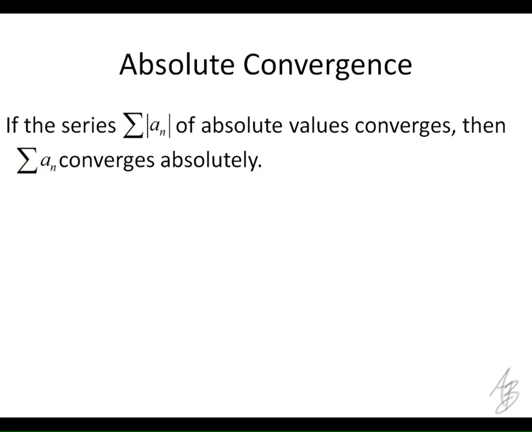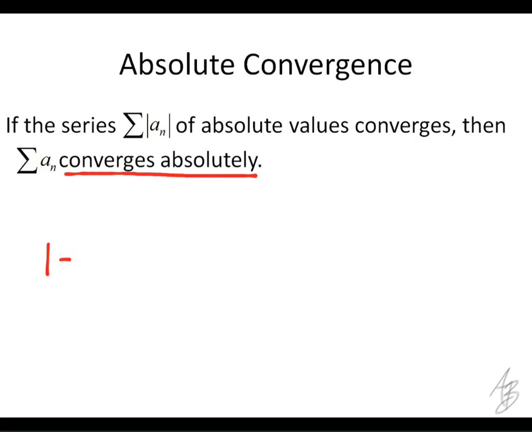And this theorem says that if the series absolute value of a sub n, so this absolute value series, converges, then we use this term here: the series itself converges absolutely. So what this means is, if we have any series, and I'm gonna give you an example because I think this is easier to understand with an example.